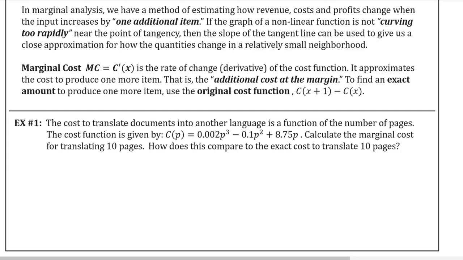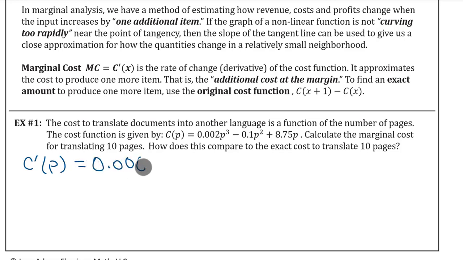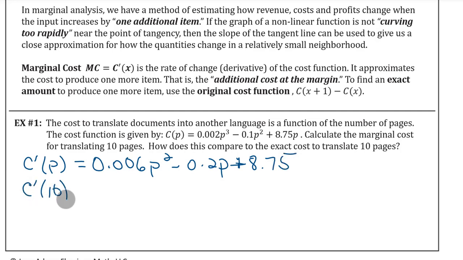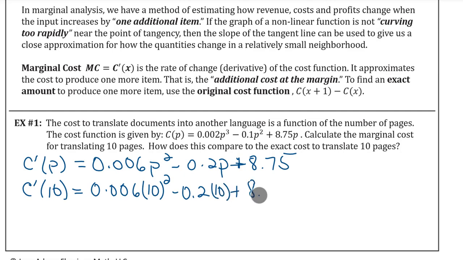So if we want the marginal cost, we need to find the derivative of the cost function. So C prime of P is going to equal, we're just going to use the power rule here, 0.006 P squared minus 0.2 P plus 8.75. So we want C prime of 10, so we're going to substitute 10 in. And another thing to note is that for a lot of these problems, these will be in the calculator section. So what you get then is the marginal cost will be $7.35 per page.